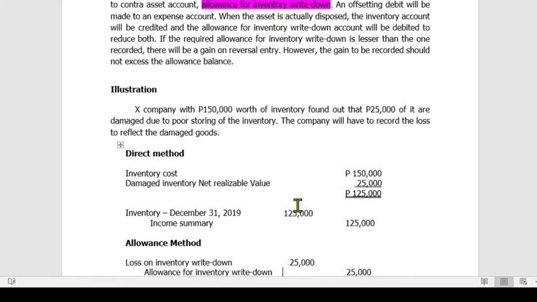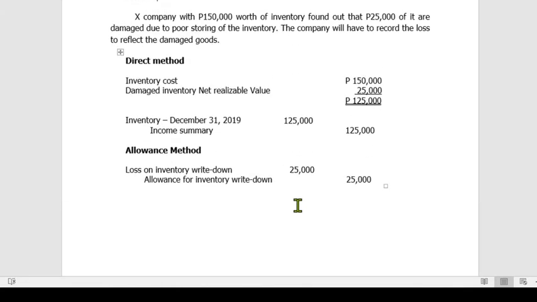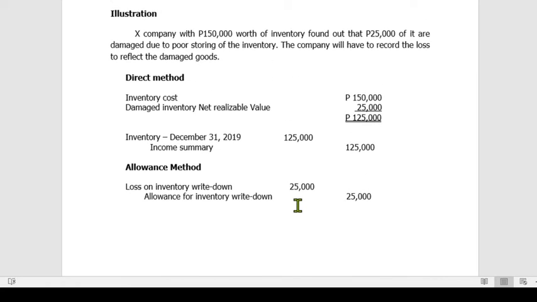It will be better if we illustrate it. So let us take a look at this illustration. X company with 150,000 worth of inventory found out that 25,000 of it are damaged due to poor storing of the inventory. The company will have to record the loss to reflect the damaged goods.